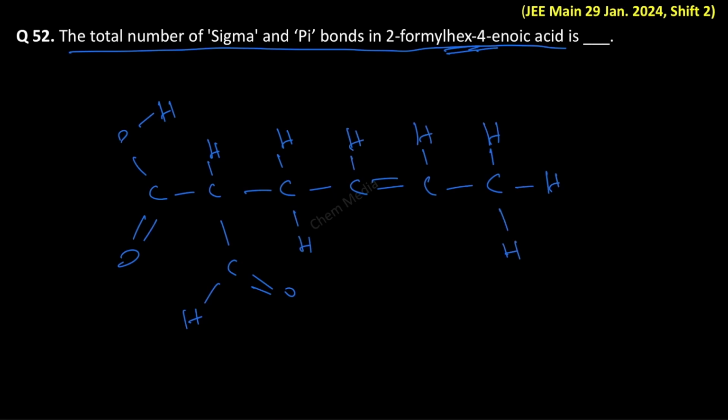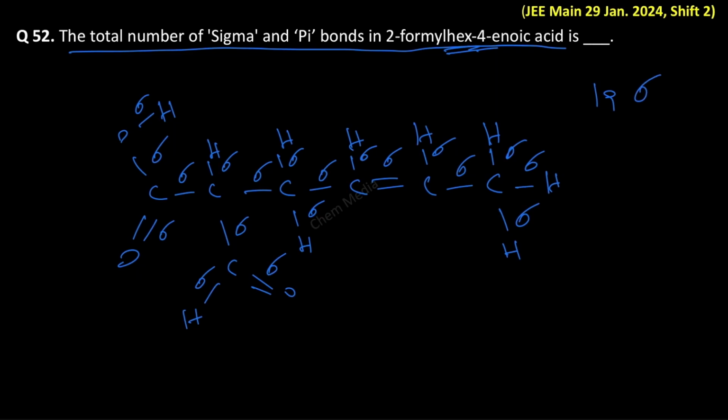Let us first count the number of sigma bonds. 1, 2, 3, 4, 5, 6, 7, 8, 9, 10, 11, 12, 13, 14, 15, 16, 17, 18, 19. We have 19 sigma bonds, and then pi bonds: 1, 2, 3. 3 pi bonds. So therefore 22 is the correct answer.